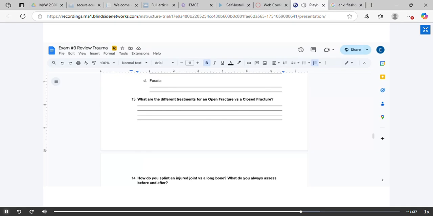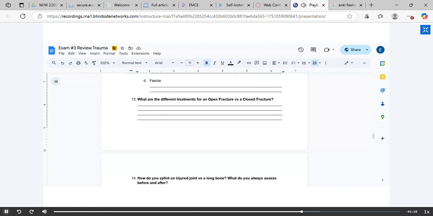Different treatment for open fracture versus closed fracture. An open fracture is where the bone has protruded through the skin, okay? And the bone might still be through the skin, or it may have gone back in. But either way, the skin above the fracture site is damaged and broken, okay?